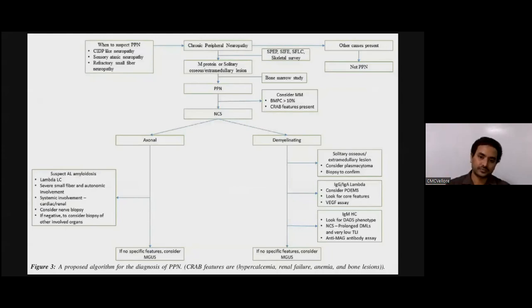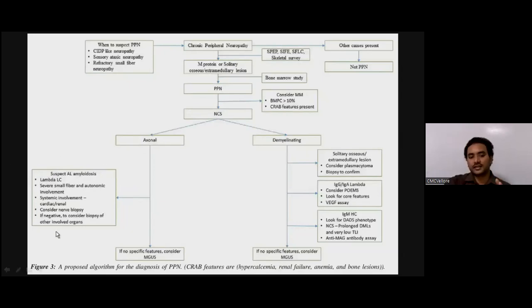Otherwise, if nothing is there, we have to do the nerve conduction studies. It is fairly direct: if bone marrow plasma cells are more than 10 percent or CRAB features are there, it will be going into multiple myeloma. So if there is an M protein, then NCS. If it is axonal, we can suspect AL amyloidosis.